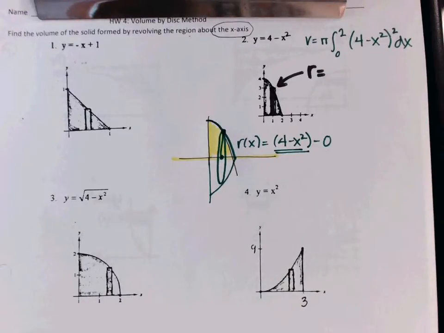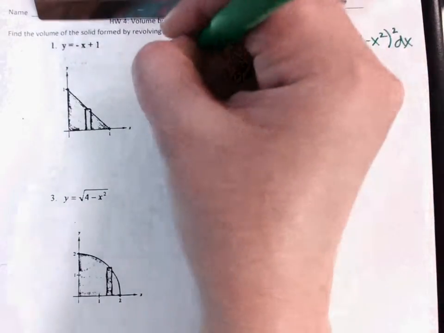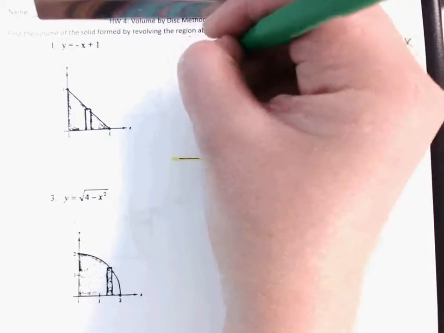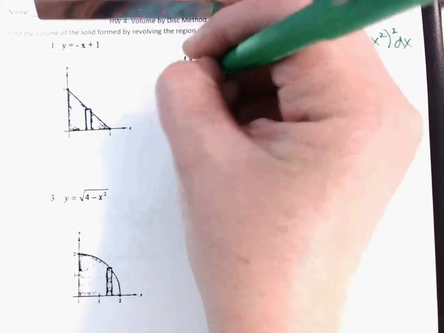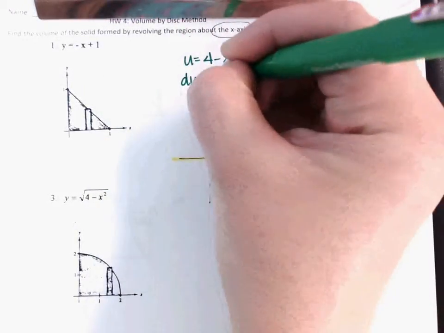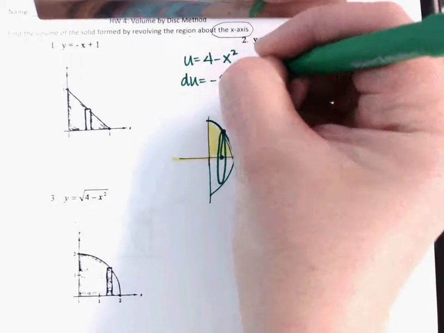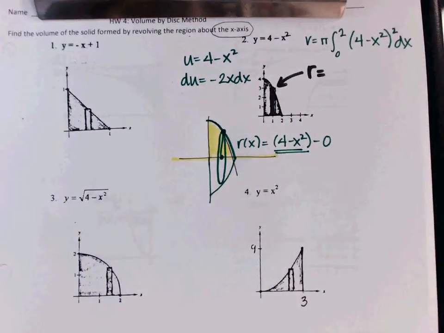Now, I want to point something out to you. If I tried to do u sub on this, it would not work. Okay, this is why. Don't write it down, just watch. I would pick my u to be 4 minus x squared, right? What does that make my du? Negative 2x dx, right? Because what's the derivative of 4? 0, right?